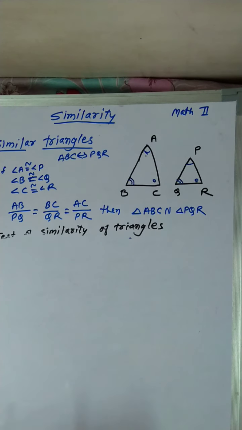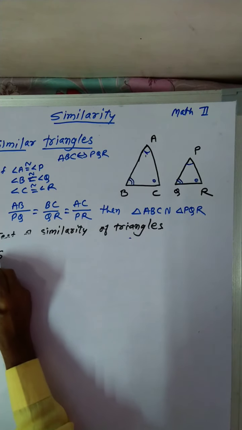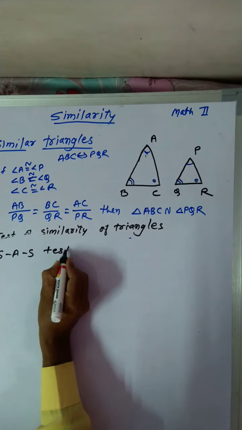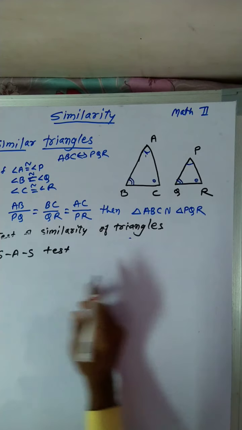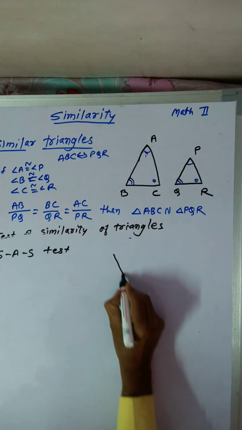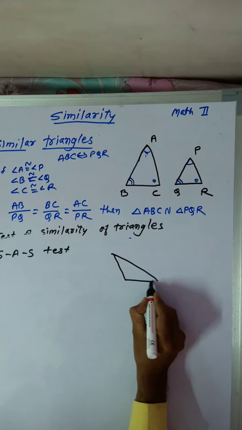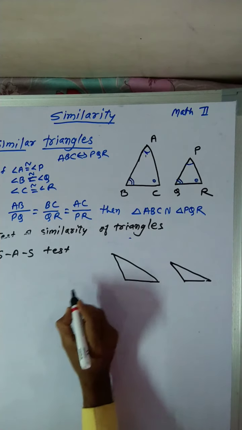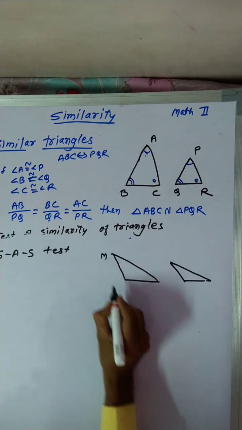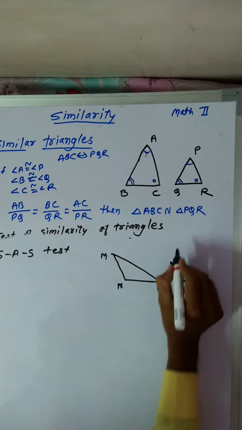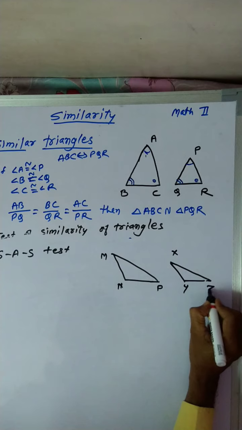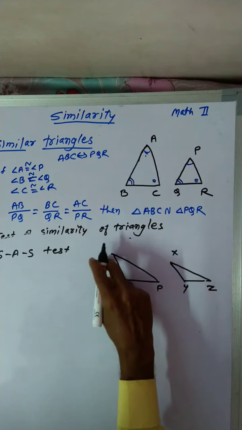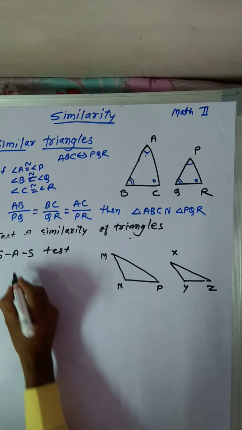The second test is the SAS test. That means side angle side. If two triangles are given, suppose these two triangles are MNP and XYZ. Here, the two corresponding sides are given in proportion.